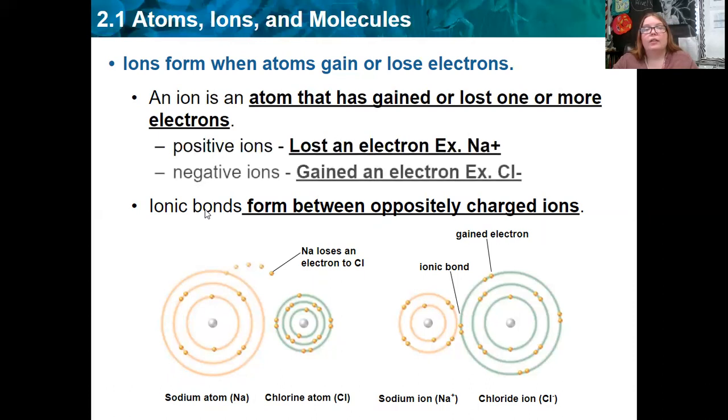Okay, so I'm going to leave this up here. I kind of just explained this to you. If you're taking notes, you might want to pause it and get that written down. Remember, positive ions lost an electron, negative ones gained an electron.